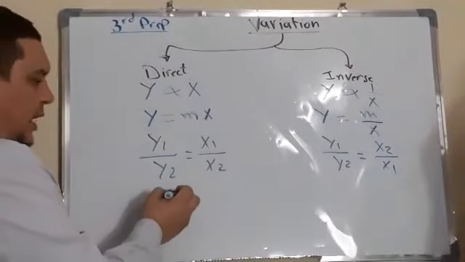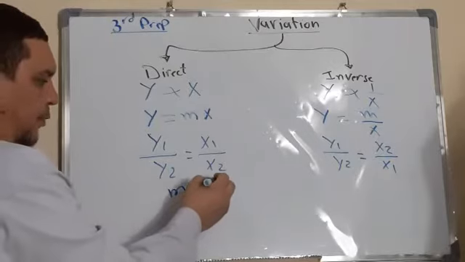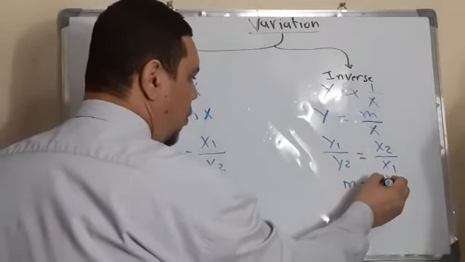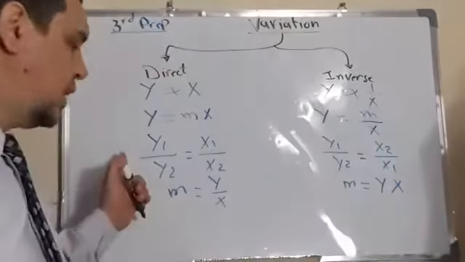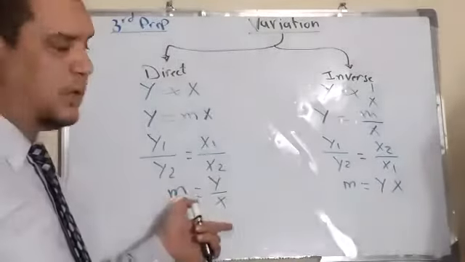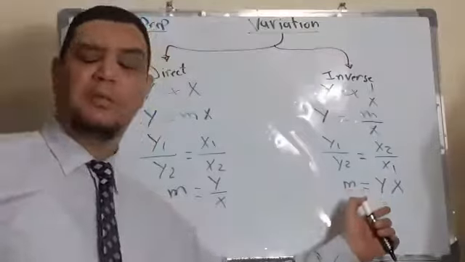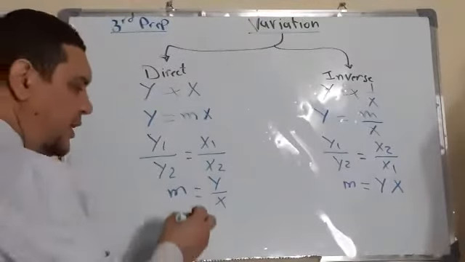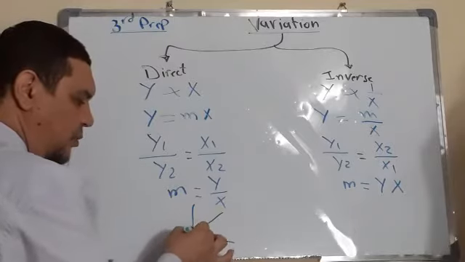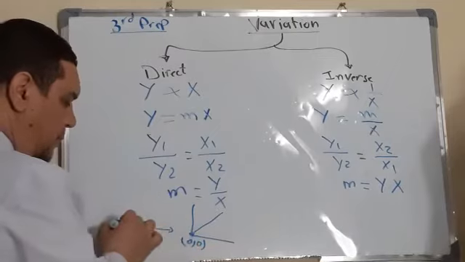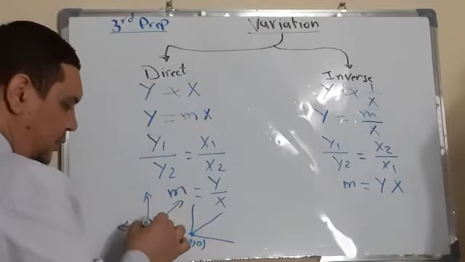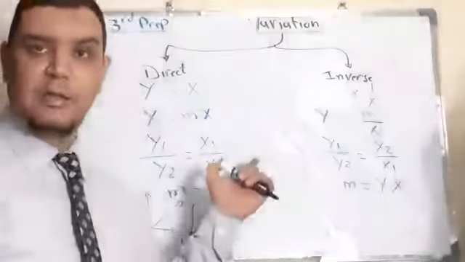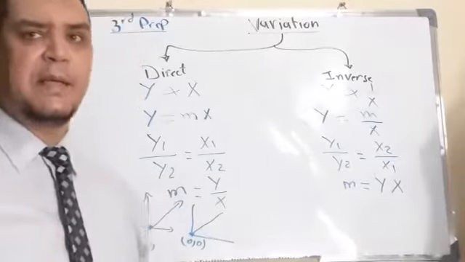In the direct variation, the constant m equals y over x. But in the inverse, m equals y multiplied by x. In the direct variation, the constant equals the division of the two variables, but in the inverse variation, the constant equals the two variables multiplied. Last, we have a graph: direct variation is represented by a straight line passing through the origin point (0, 0). Okay, now let's go to the examples.